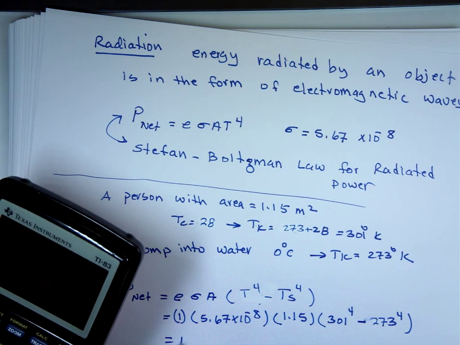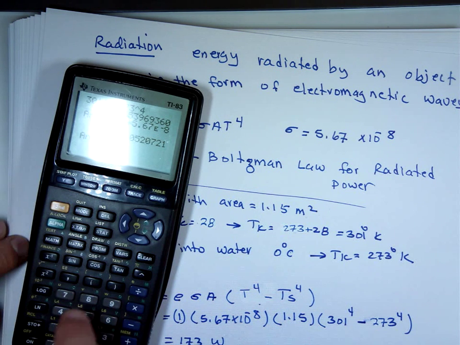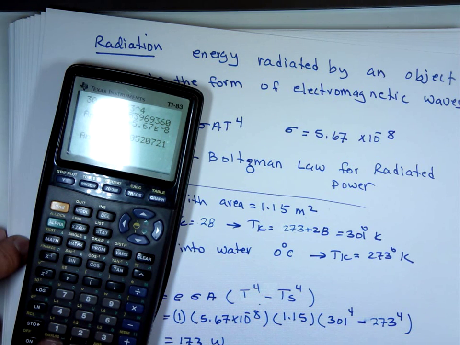173. Now we're talking about power. That's joules per second. This is watts. Every second you're going to lose 173 joules when you jump in. So if you try to stay there for 5 minutes, good luck. 173 times 5 times 60. You lost 51,915 joules. You are frozen.